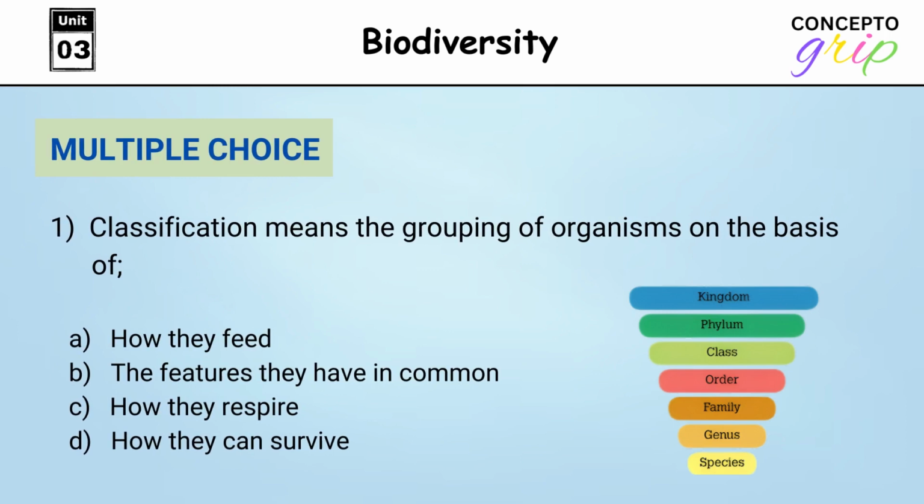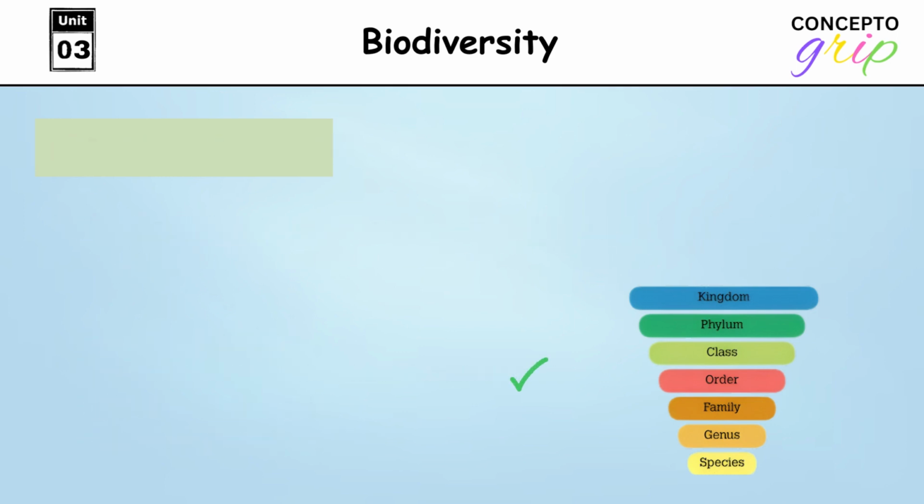Number 1. Classification means the grouping of organisms on the basis of option A, how they feed, B, the features they have in common, C, how they respire, D, how they can survive. Correct option is B, the features they have in common.